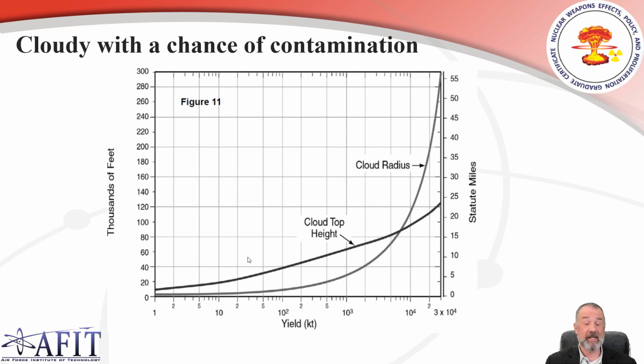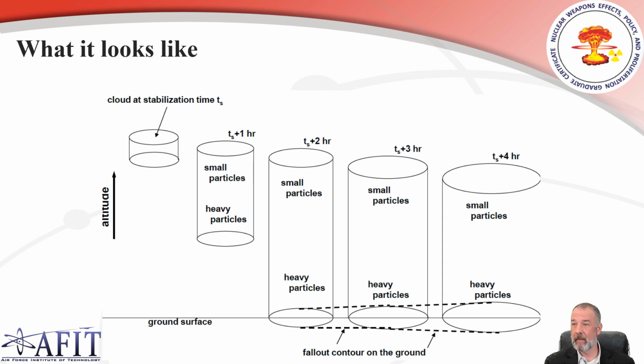I assume this is a curve fit to experimental data. So the bigger the cloud, and the higher the cloud, the more it's going to spread out over a much larger area, and we're going to see more pronounced distribution of the fallout contained within the cloud. And this is kind of what we've seen in that contour plot.